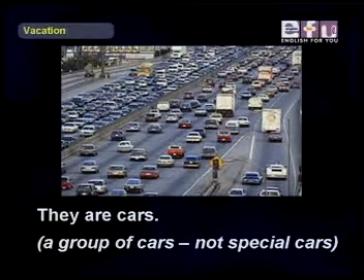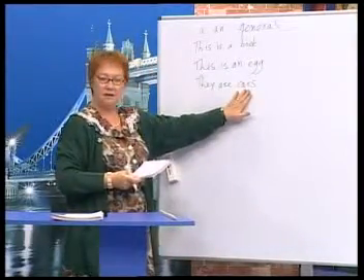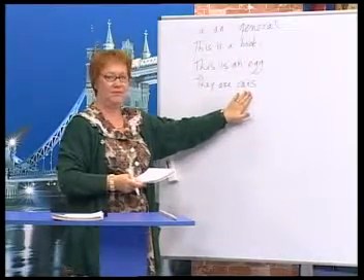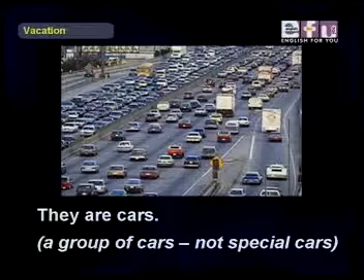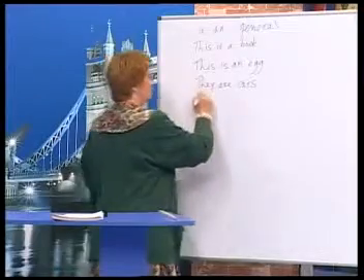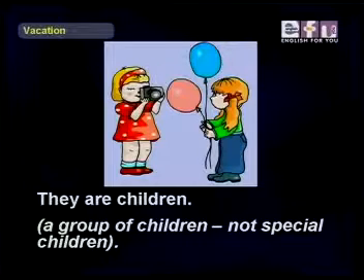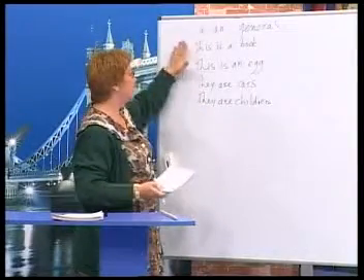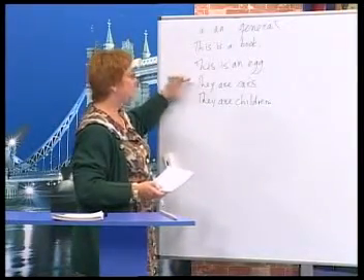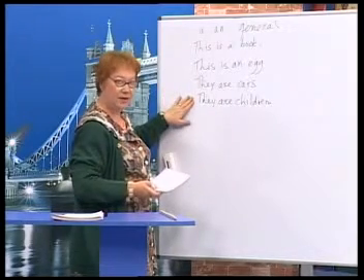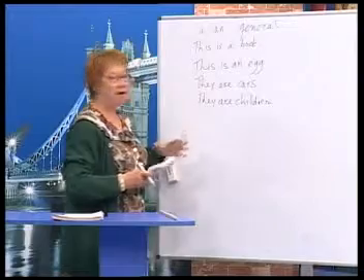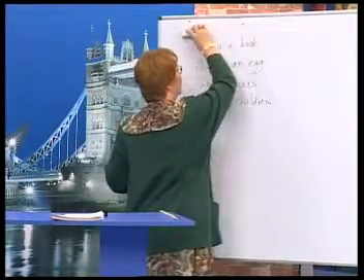They are cars. Plural, general. No article. A group of cars and they're not special. And another example, they are children. It's a group of children. They're not special. Okay, this is just general. So all of these are general. Singular, plural, plural.